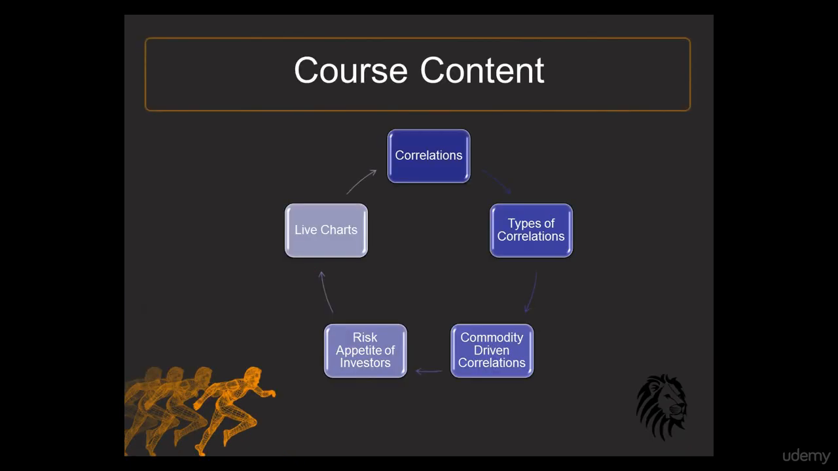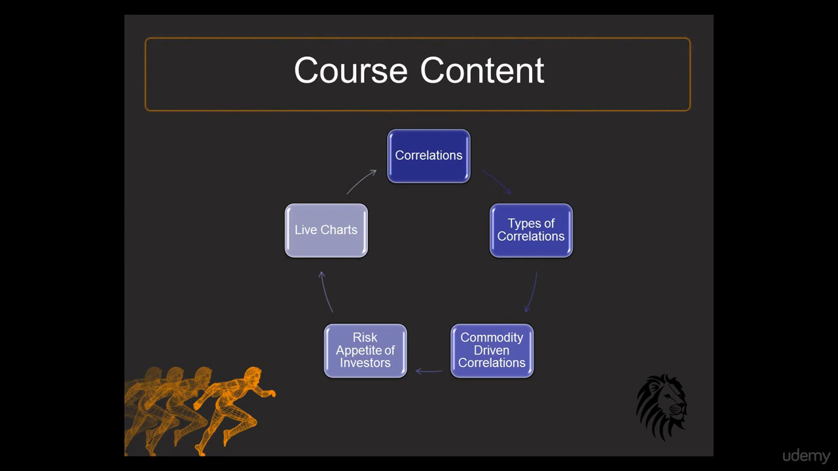In this course, we will cover the in-depth definition of what foreign exchange currency correlations are, how we identify them, and how we trade with them. We will look at the types of correlations within different currency pair groups. Furthermore, we will look at commodity-driven correlations, what moves these commodity-driven currency pairs, and how we identify their strength, their relative strength, their volatility, so that we can profit from it day to day.